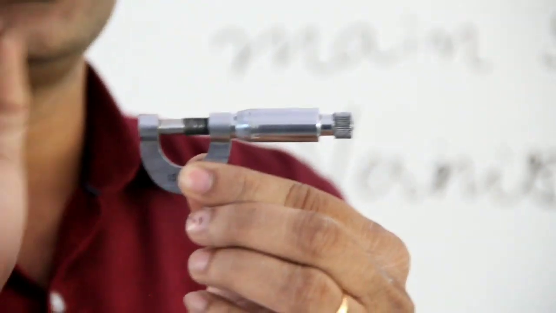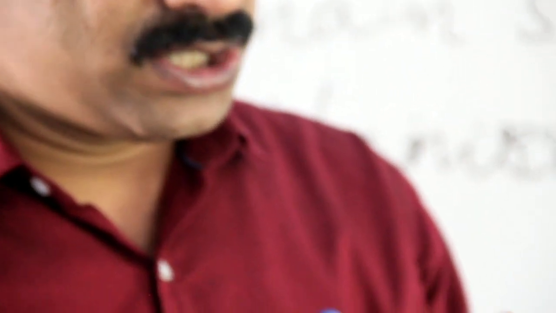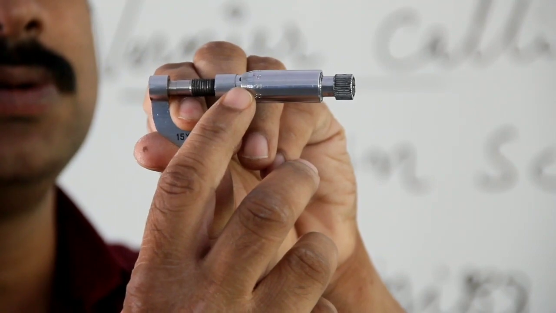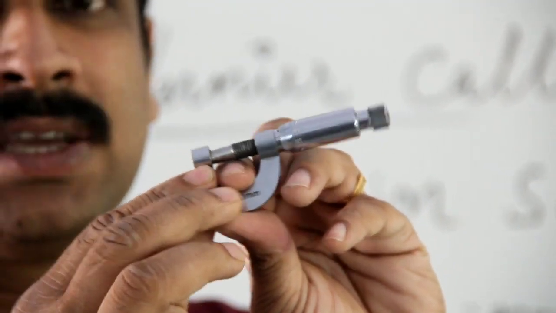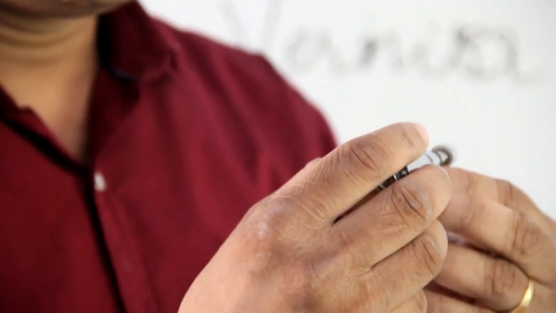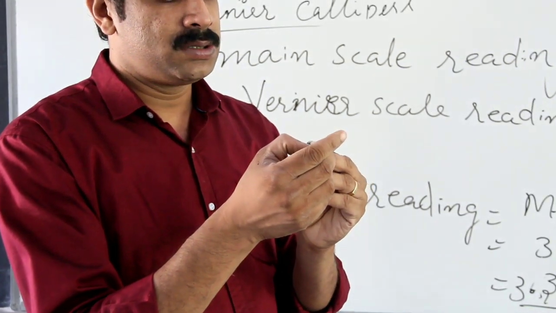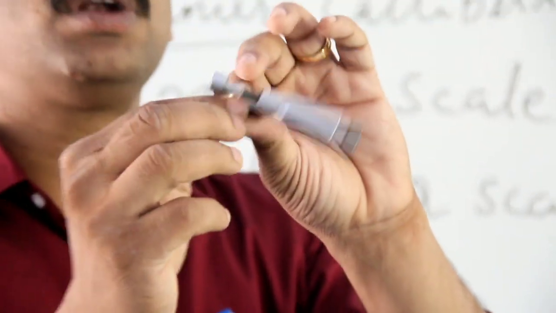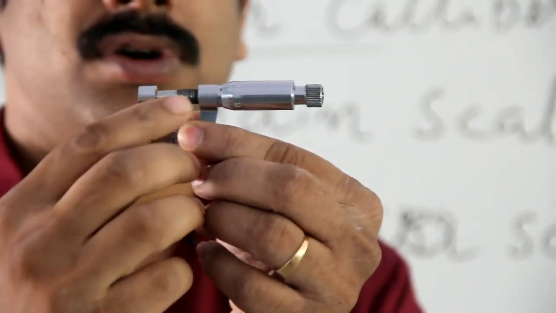Then finding the zero error exactly. In this case, the zero mark of the circular scale is above the baseline, so it will have a positive zero error. Here the 93rd mark is coinciding, so we have to subtract it from 100. So it is a negative zero error, not a positive zero error.